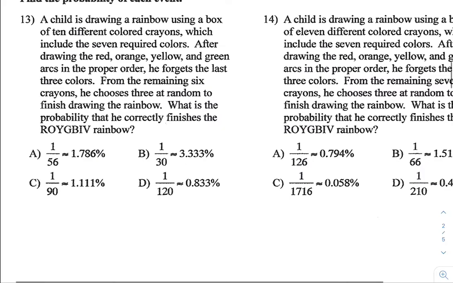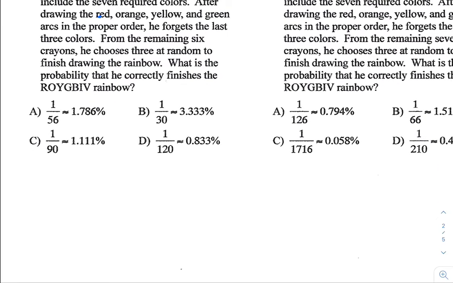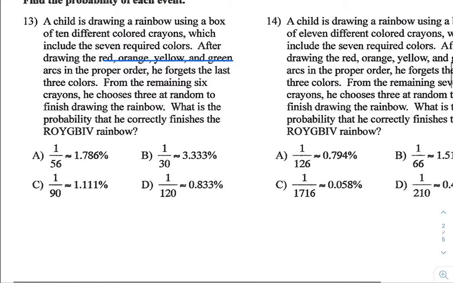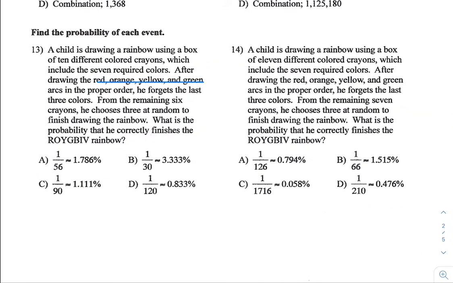Okay, so they already picked out red, orange, yellow, and green, right? So you know that they've already picked that out. Now what you need to consider is, well, there's 6 remaining colors, and you have to pick 3 of them. And the 3 we want are blue, indigo, and violet. So what's the probability of picking a blue one when there's 6 remaining crayons? It's 1 out of 6. That's the probability of picking a blue one out.